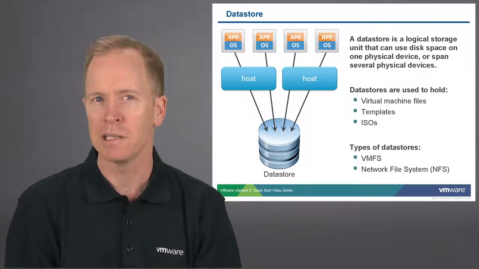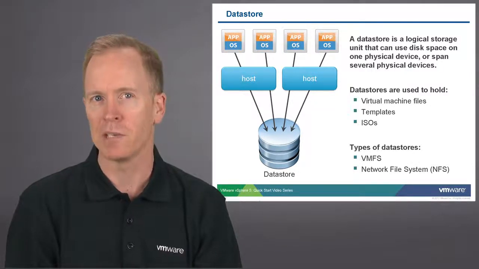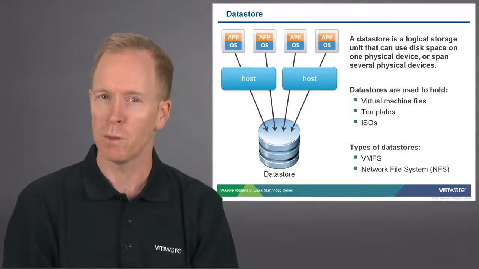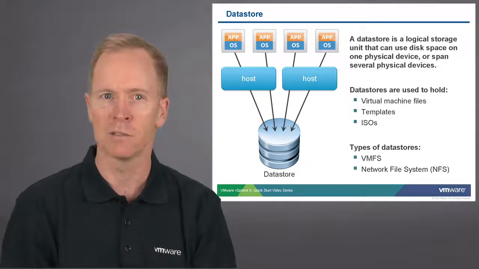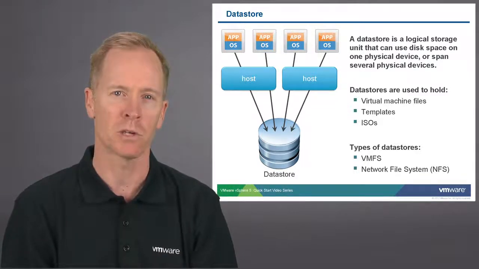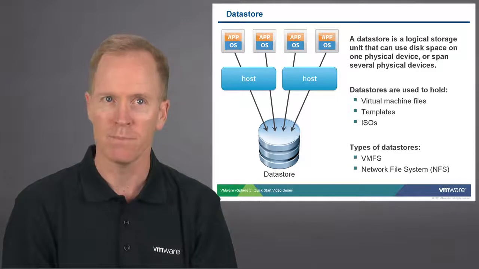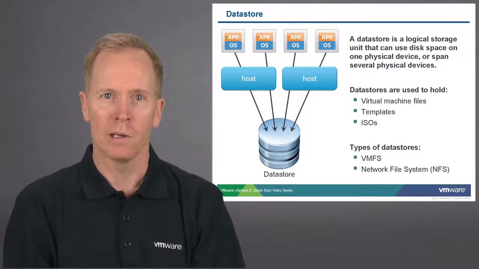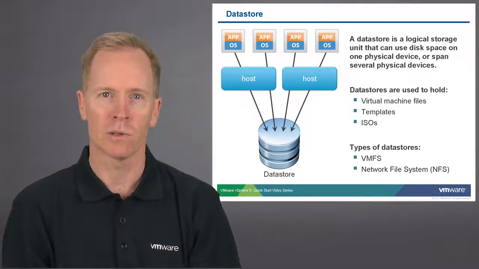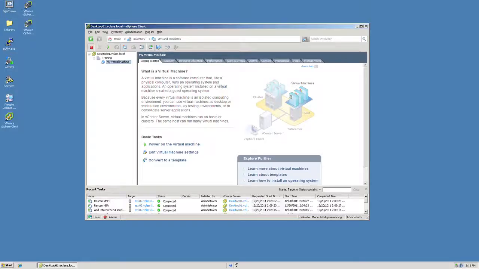As you can see illustrated in this slide, a single data store can have multiple hosts and multiple VMs accessing the same data store concurrently. And that concurrent access is crucial for technologies such as vMotion, DRS, and HA. In the following demo, I will illustrate how to create a VMFS data store, how to browse a VMFS data store, and how we can make use of a VMFS data store.